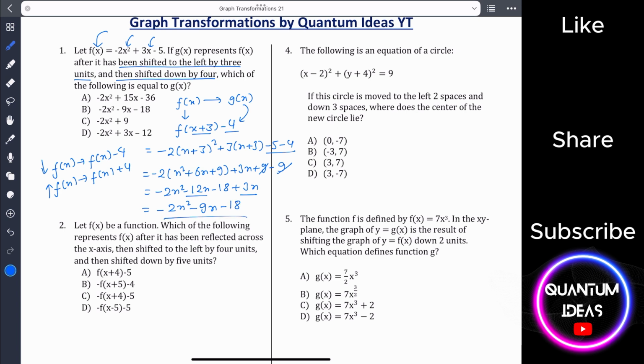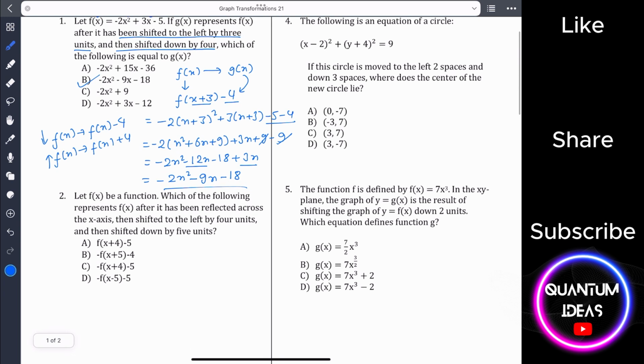So this is B, right? So B is the correct answer. So let's move to number 2.